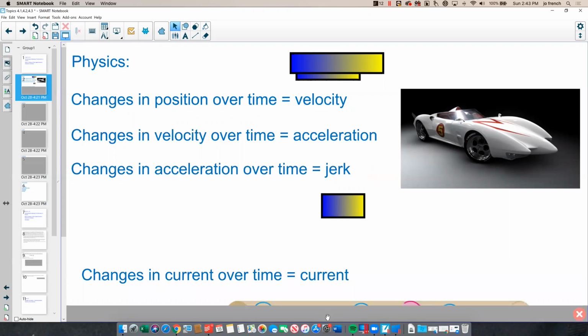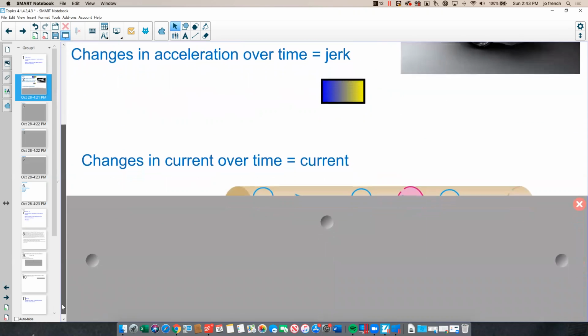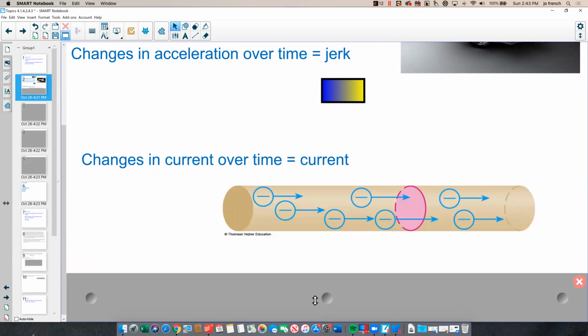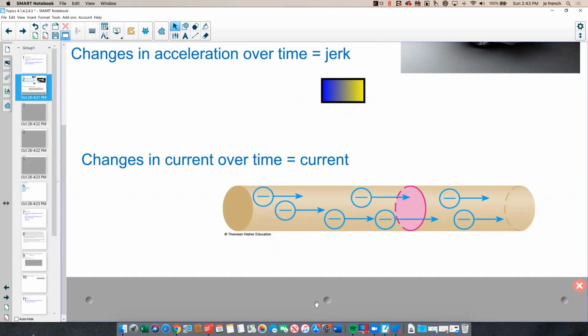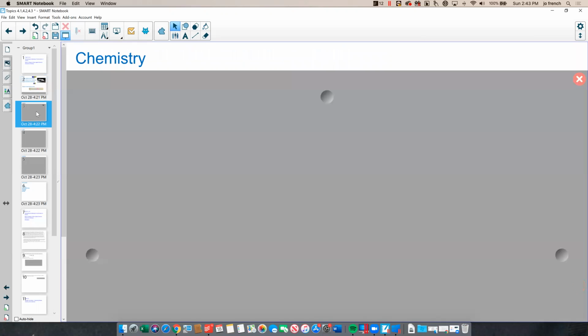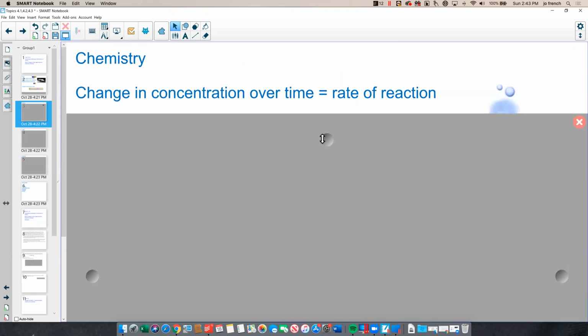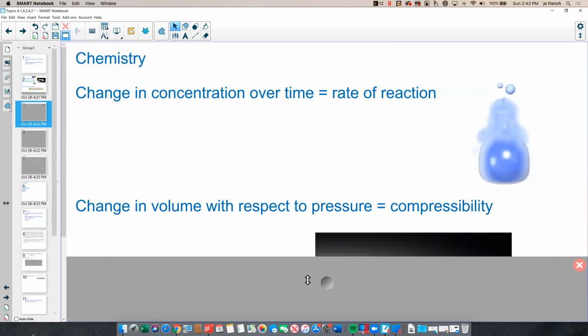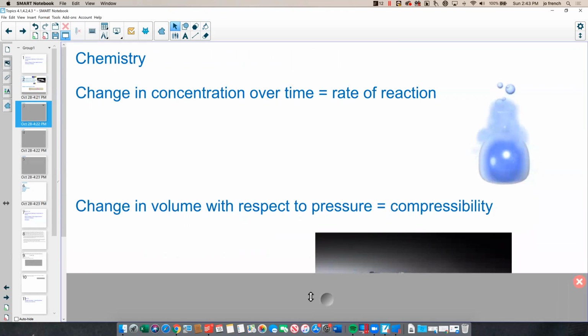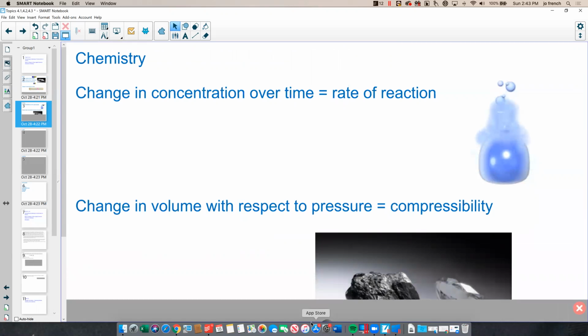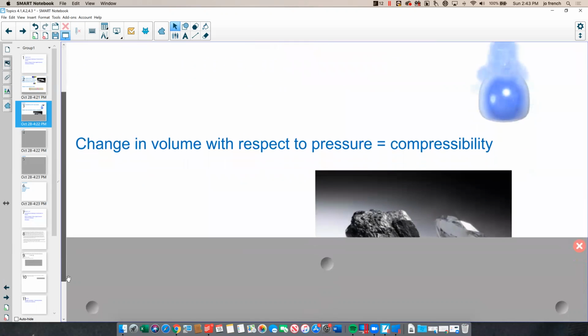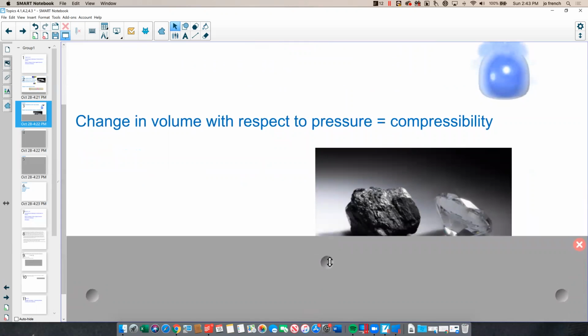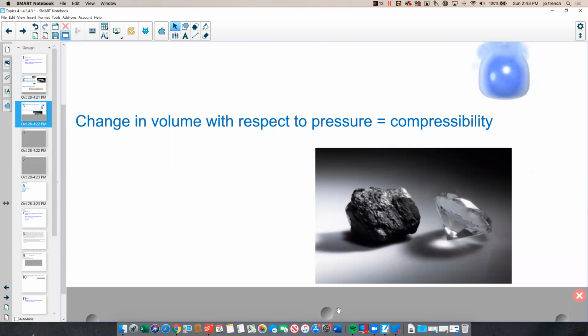Another place where rates of change are important is when we look at changes in current over time in electricity. Here's another. In chemistry, we're also very interested in rates, in particular rates of reaction, changes in concentration over time. We also look at changes in volume with respect to pressure, compressibility. What happens when we apply a lot of pressure to a piece of coal, for example?